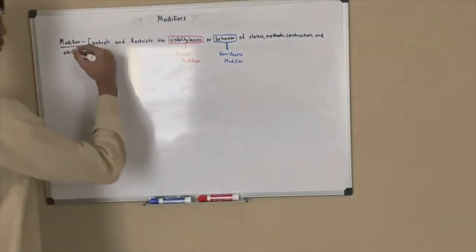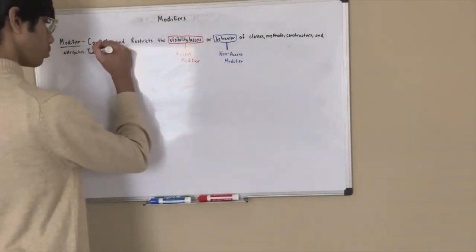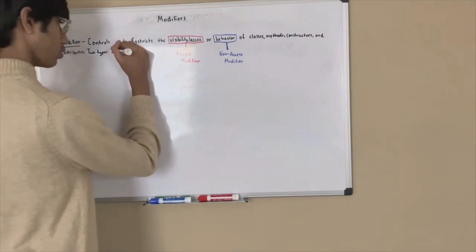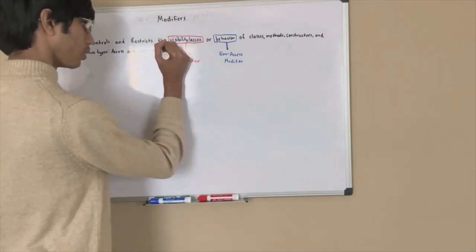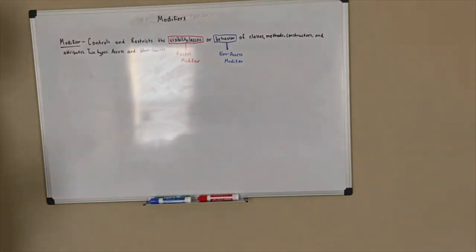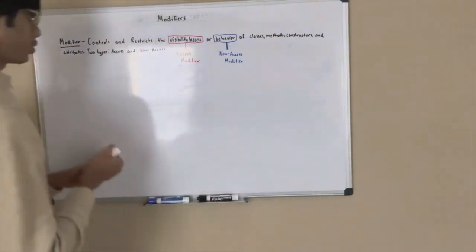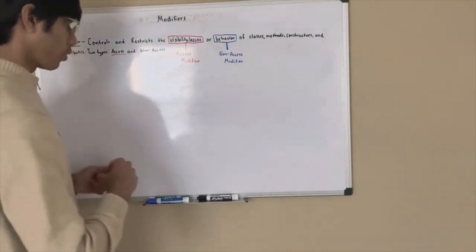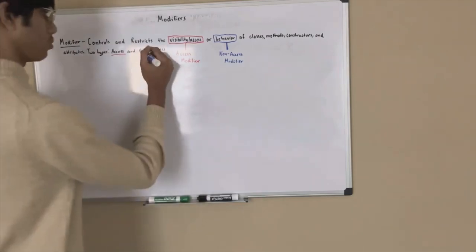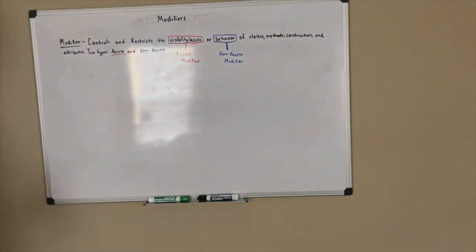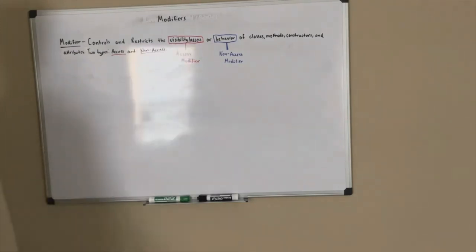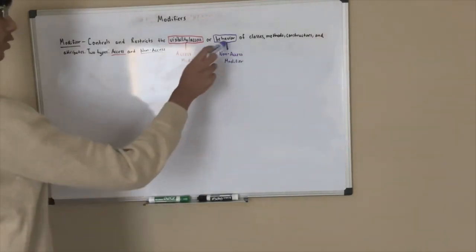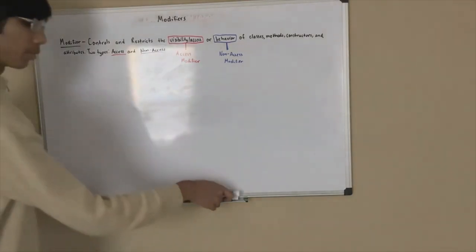And in our definition, I'm going to write two types: access and non-access. I should have written those in different colors, but you kind of get the gist. So we have two types. We have our access and we have our non-access. So just know that this is the definition of that, and this is the definition of that. It just controls and restricts the visibility or access of a class, method, constructor, or attribute. And non-access modifier does the behavior. So I don't have to rewrite the definitions for those.